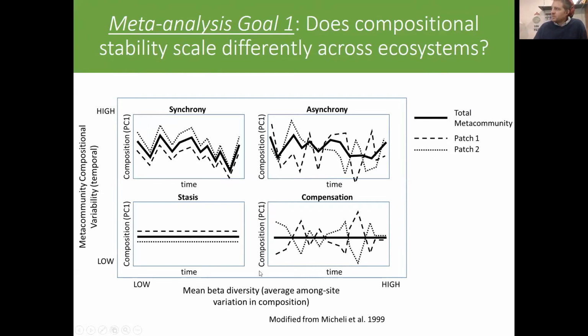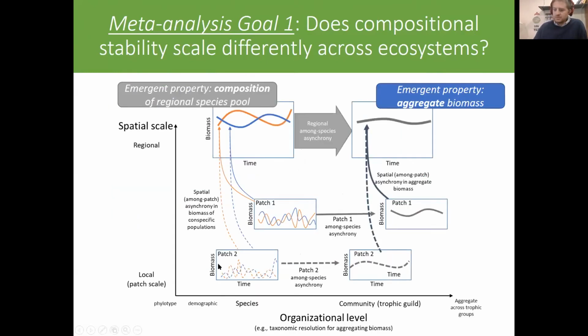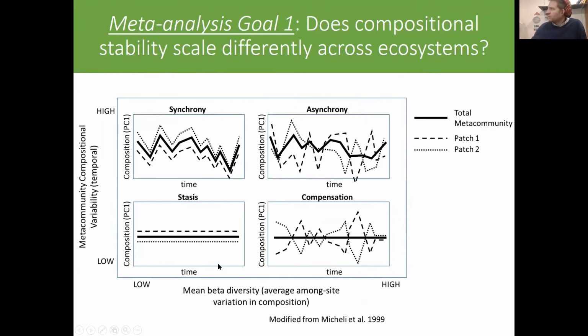In this figure, the inset panels all have composition on the y-axis. You can think of it as scores for the principal component analysis of community composition. So this is community type 1 up here and community type 2 down here. As things fluctuate through time, the community composition is changing. And this bolded line is the metacommunity composition, or the composition of the species pool.